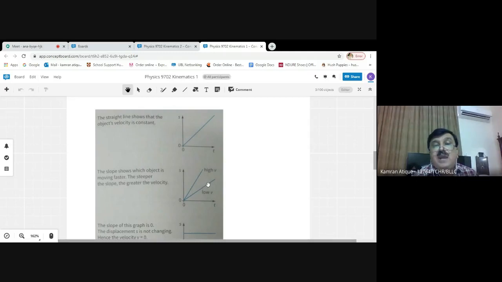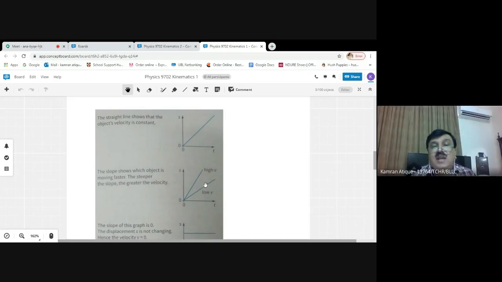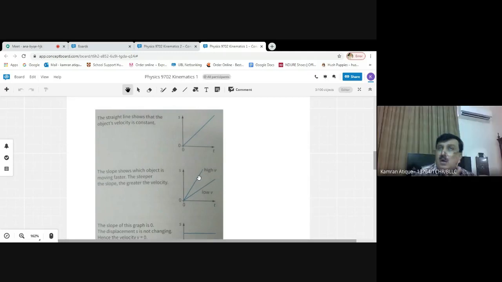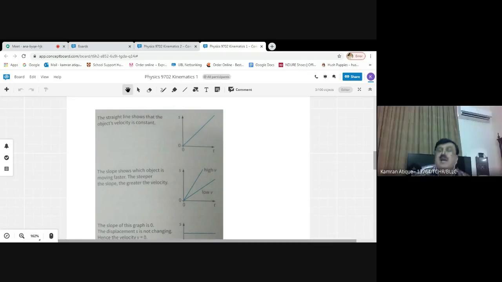What can you say about the speeds of A and B? A has a higher speed than B. Oh, this was A, so B has a higher speed than A. How do you know that B has a higher speed than A? Because B is covering more distance per unit time than A. Shabash, yes, this can be an answer.